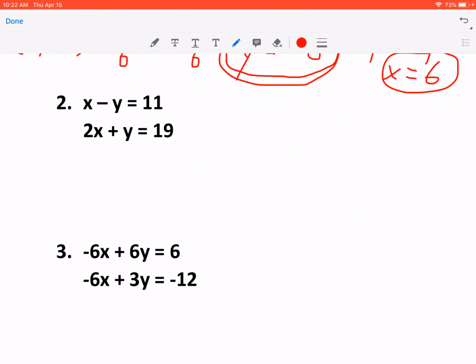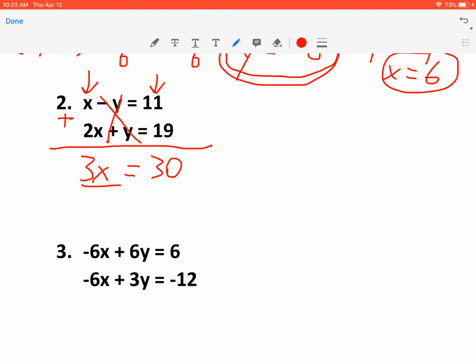Same thing. Draw a line. See if anything eliminates. If I look at the x's, an x and a 2x don't eliminate or cancel each other, but a minus y and a plus y do. So these just canceled each other. Add straight down. X plus 2x is 3x equals, what's 11 plus 19? 30. How do you solve for x? Divide by 3. 30 divided by 3, x is equal to 10.